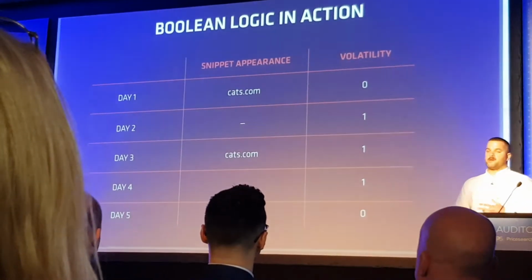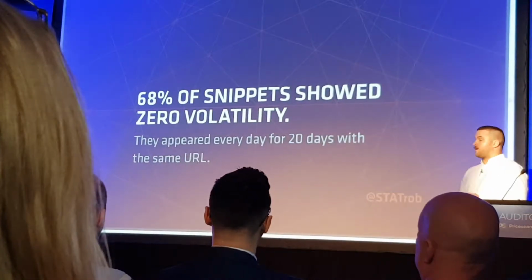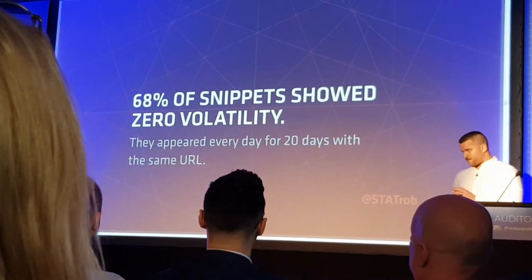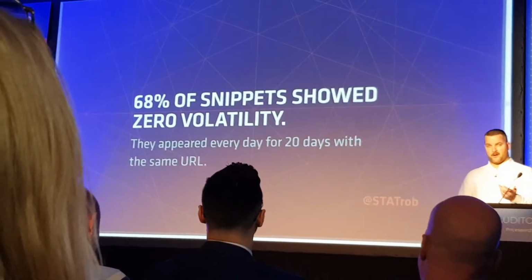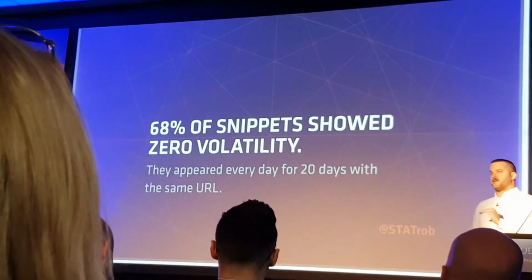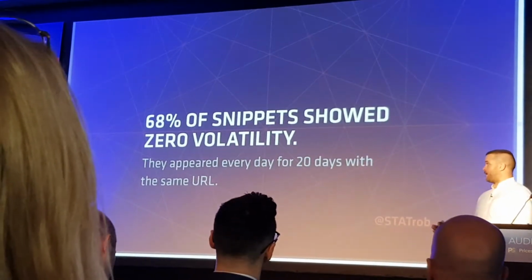Once we had all the data, we started to plot and chart it, and we were actually very surprised at what we found, because we thought snippets would be highly volatile. They're not. They're super stable. 68% of the snippets that we saw in our study displayed 0 volatility over the 20-day period. That means that they showed up, they stayed the same every single day out of 20 days.